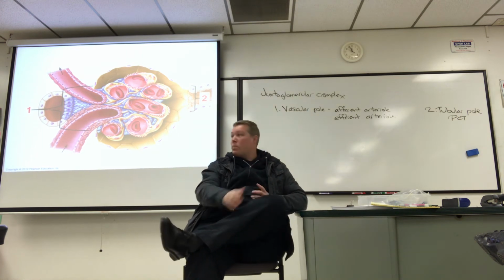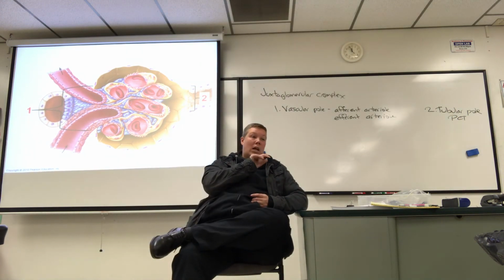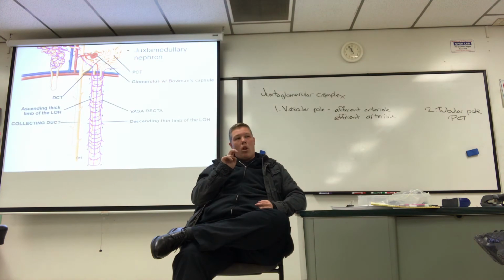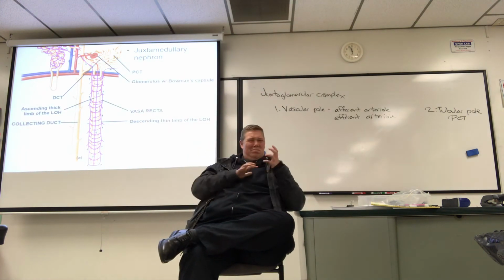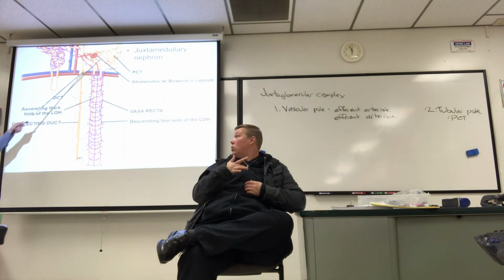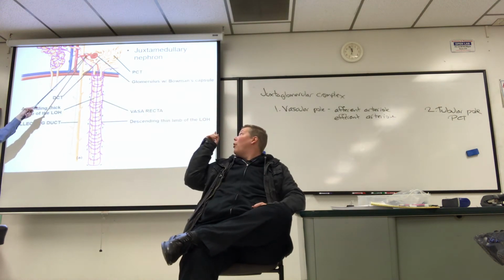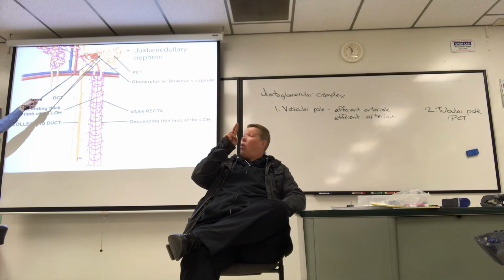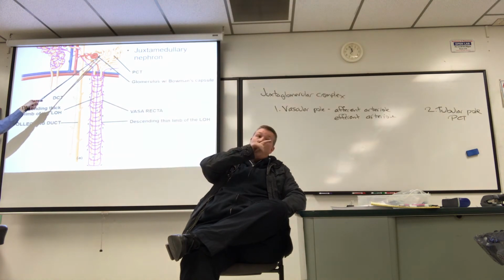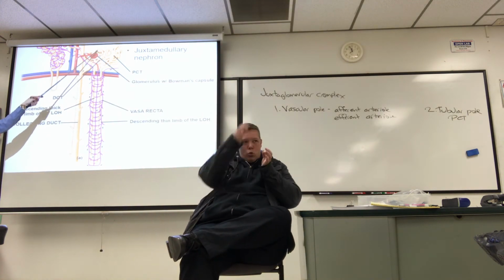Now that vascular pole, tubular pole, can really be a nice clue when you study pictures like this, which are confusing to look at. So what I always do is I always start there and identify the vascular pole, so that I know the other side is the tubular pole, and I just follow the tube. PCT.